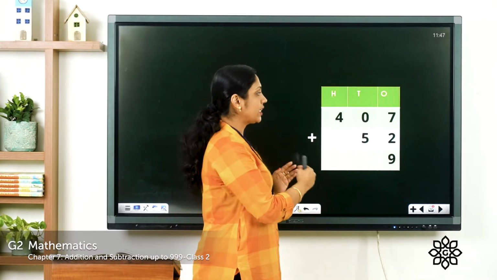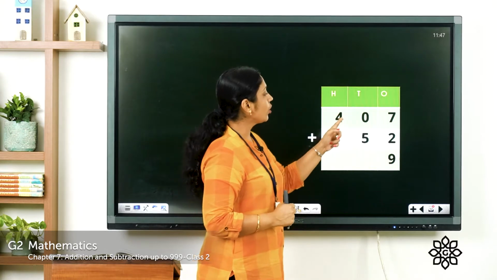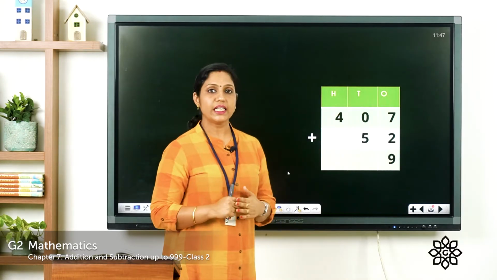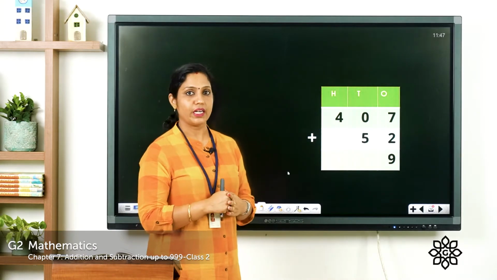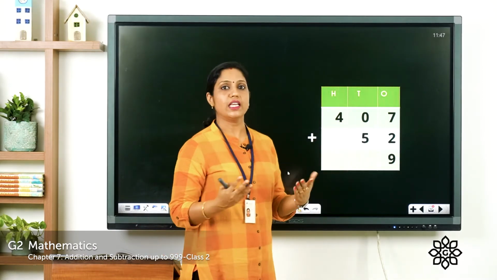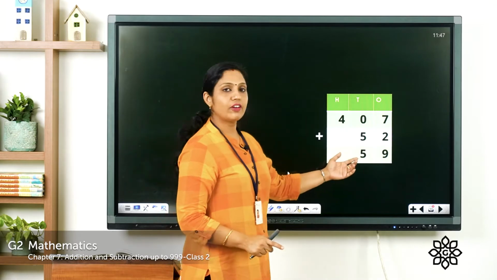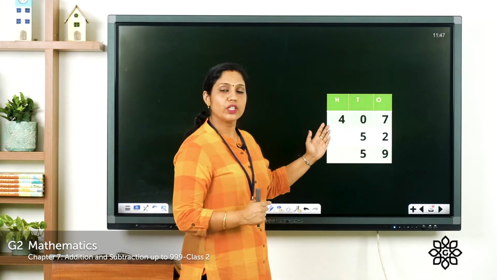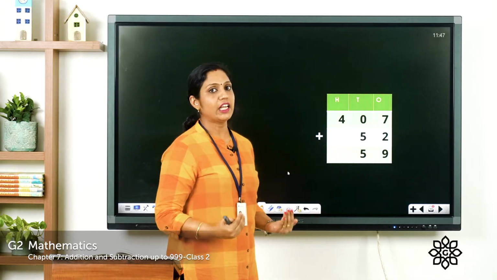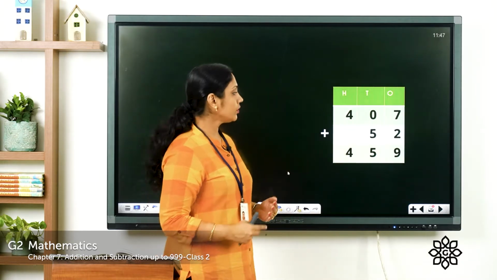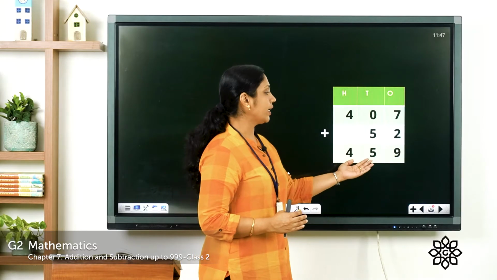Now let's move on to our tens place. We have 0 plus 5. We have already learned that any number when added with 0, we get that number itself. So 0 plus 5 is 5 itself. So write that 5 in the tens place. Then we'll move on to the hundreds place. We have only 4 left there. So what we'll do? We'll write that 4 also with the answer. And we got the answer 459.